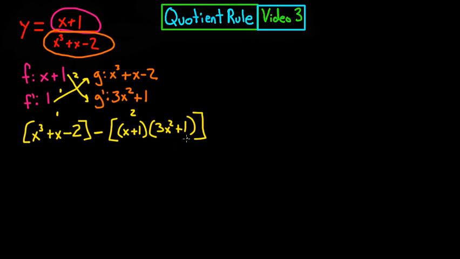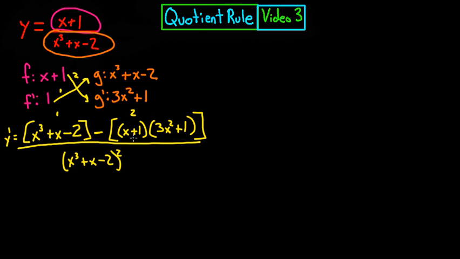Okay. Now, before we go on, actually, for the derivative, of course, this is what it would look like. y prime equals that, all over g squared. So you've got g, x to the third plus x minus 2, squared. Okay, but we can simplify this.